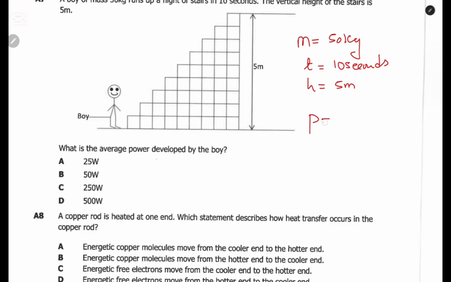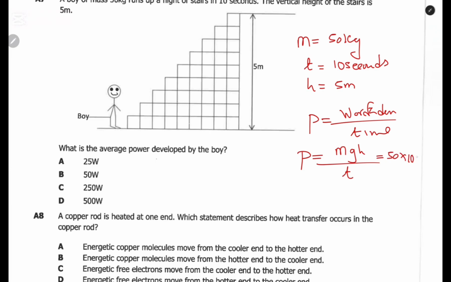So the average power is equal to work done over time, or energy over time. Therefore, to calculate power, we are going to find the energy, which is potential energy, divided by time. Potential energy is equal to mass times gravity times height. So mass is 50, times gravity on earth which is 10, multiplied by height, which is 5, divided by 10. On top we have 50 times 10 is 500, times 5 is 2500, divided by 10. We drop zeros and we are remaining with 250. Power is in watts, and therefore the answer is C.